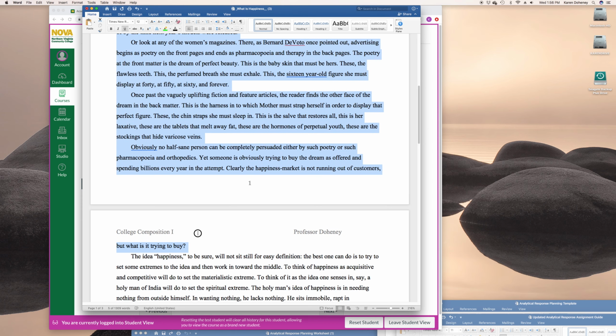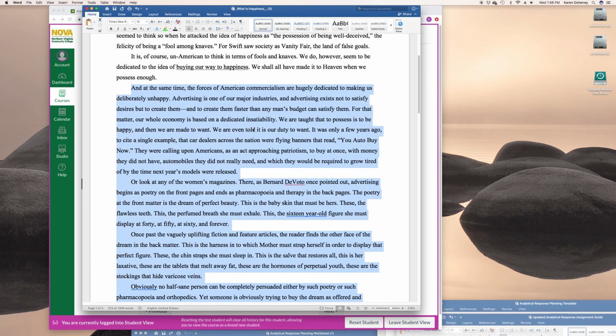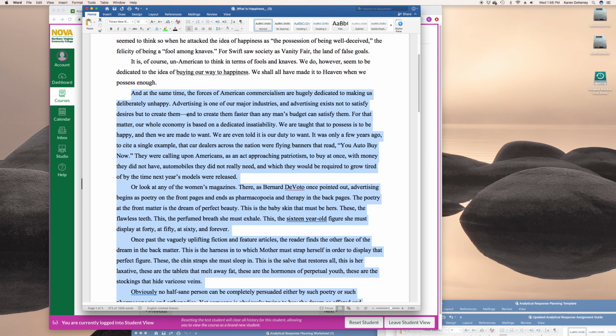So this is where he starts this discussion, and it runs all the way down from this on the first page right to the top of the second page. Okay, so this whole discussion is about this idea of buying our way to happiness. We're calling that materialism. Buying your way to happiness, or thinking that buying is a good thing, is called materialism. And so that's what he's talking about here.